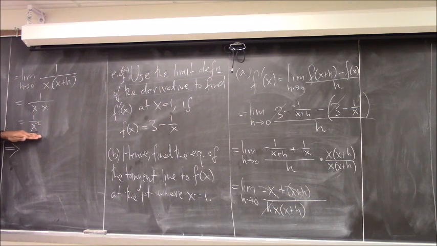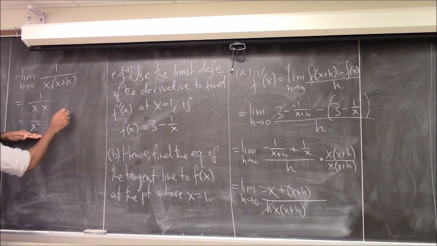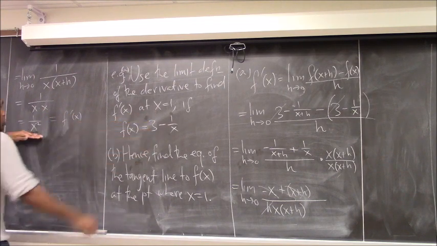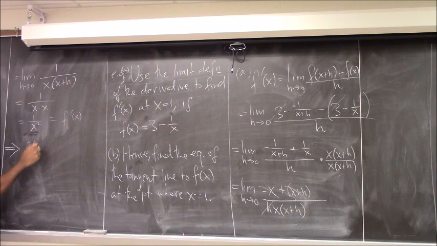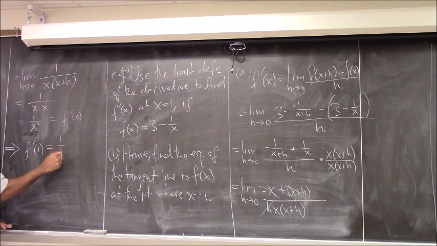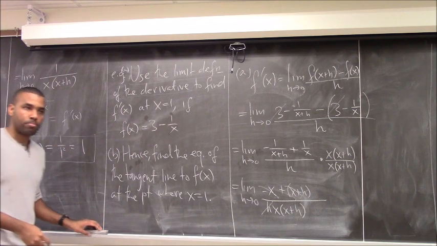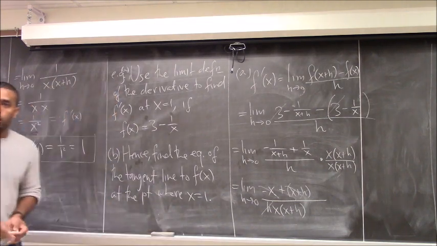Once you get here, that's f prime in general. That's f prime of x. So now I want you to find it when x equals 1. So the answer you should have here is f prime of 1 is going to be, now you plug in 1 into here, so f prime of 1 is 1. And that's your answer to part A. Any questions on that?